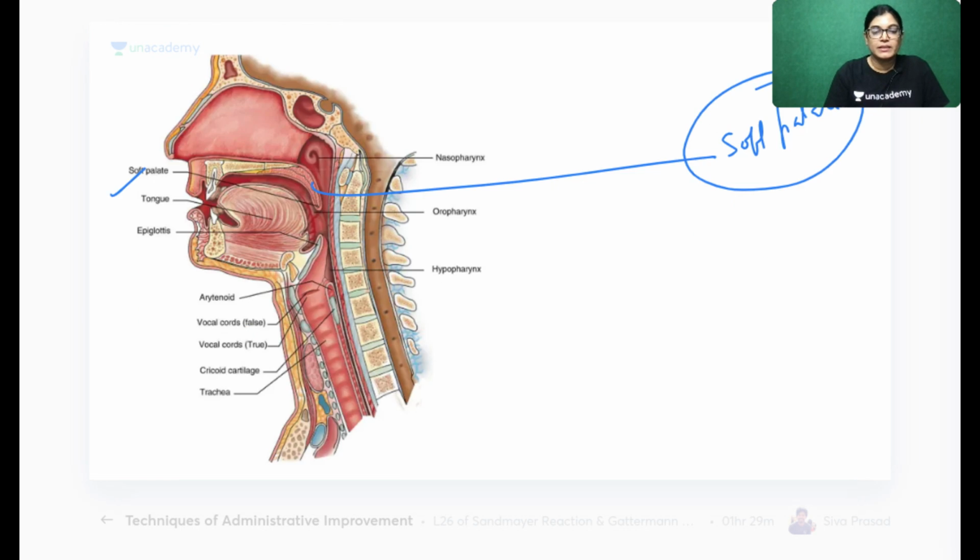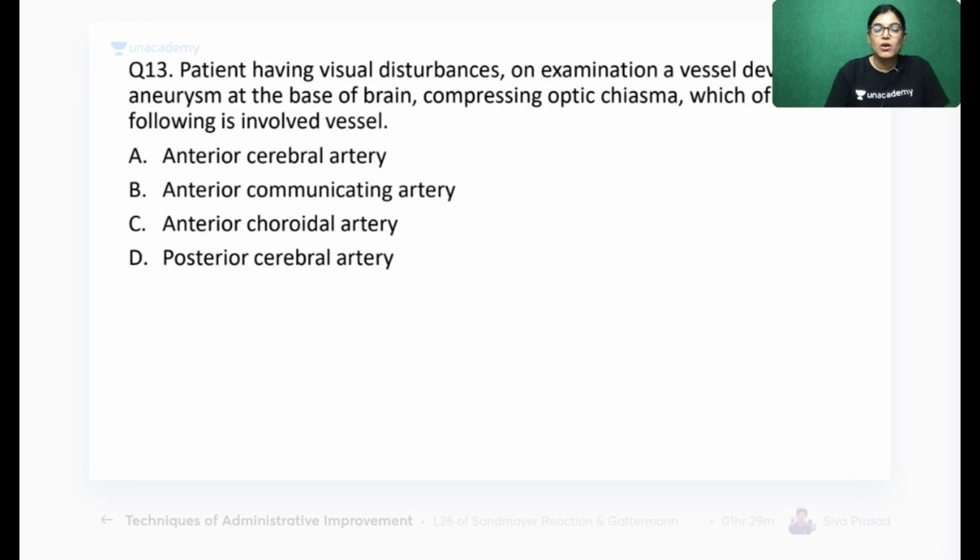Here the correct answer will be 10. Now let's move on to the next one. These are all memory-based MCQs for the NEET PG 2021.